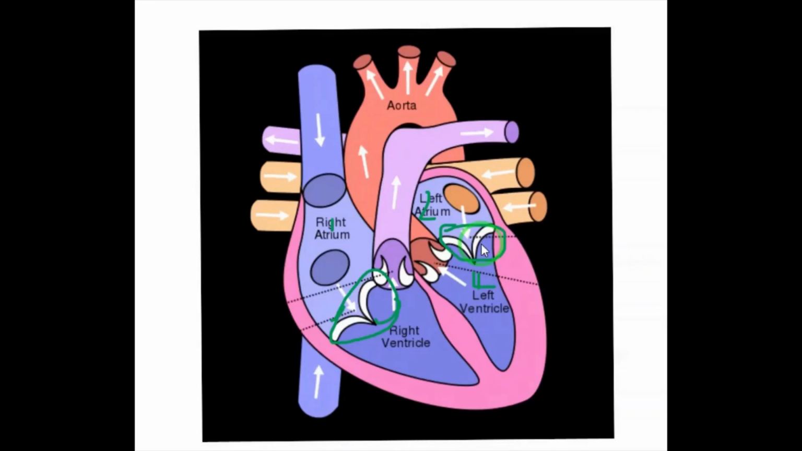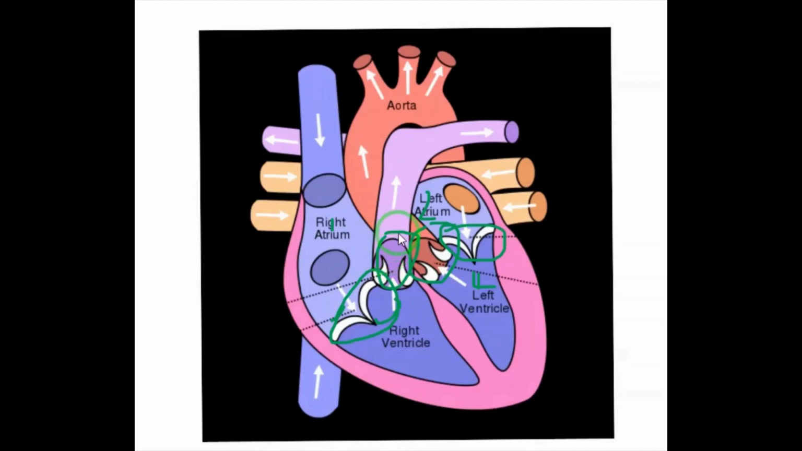Then the third valve is known as the semilunar valves. It has two valves: the aortic valve and the pulmonary valve. Where is the aortic valve? This is the aortic valve, and this one is the pulmonary valve. So two semilunar valves are present, the aortic valve and the pulmonary valve.